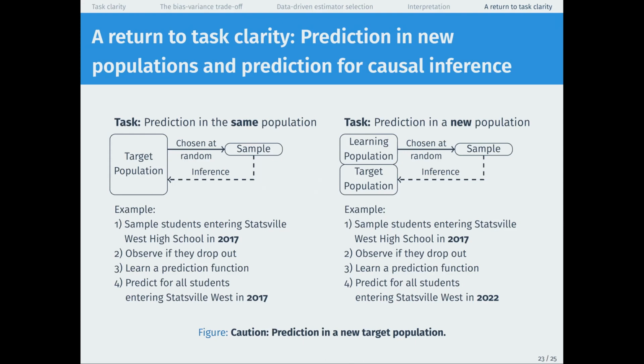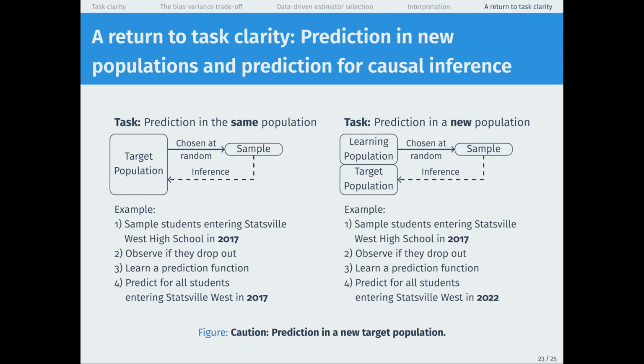Then we did this for only a sampled set of students who entered Statsville West in 2017. So we could use our algorithm and predict for new cases who also started in Statsville West in 2017. And you see how what we did here is we learned in a set of cases who were chosen at random from the very same population where we were trying to make predictions.